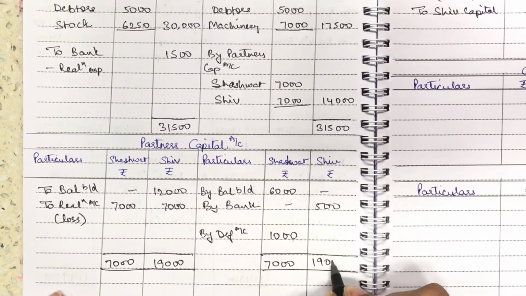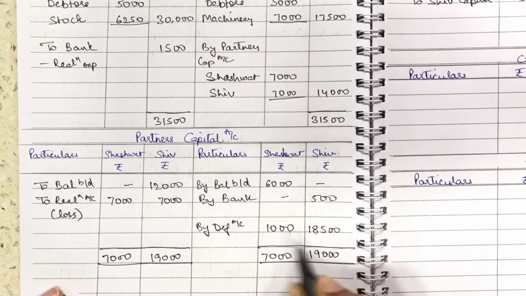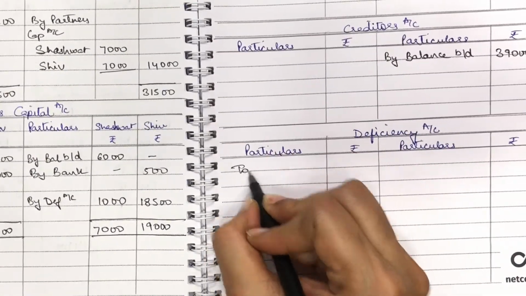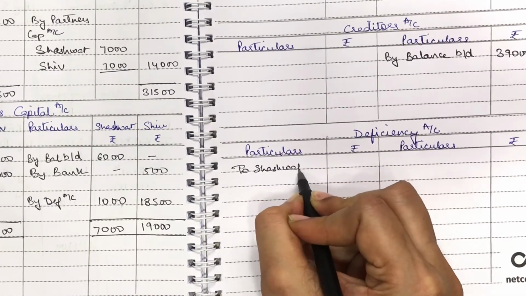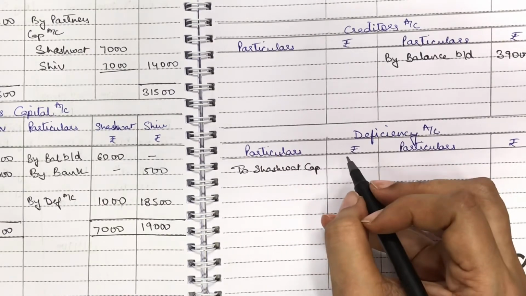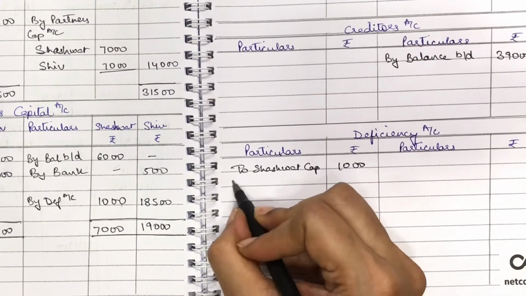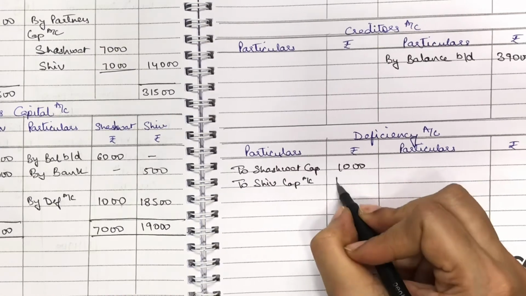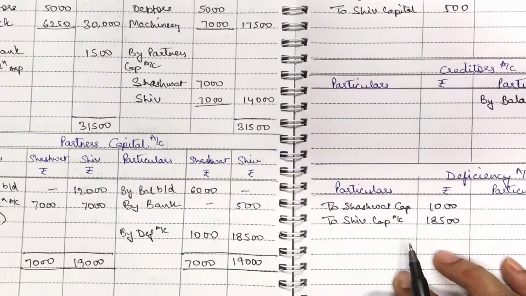Right here total 19,000 minus 500, so 18,500. Now, this will go to deficiency account, credit side here, so debit side here. To Shashwat capital account is 1,000 and to Shiv capital account is 18,500. Okay. So, your partner's capital account is done.